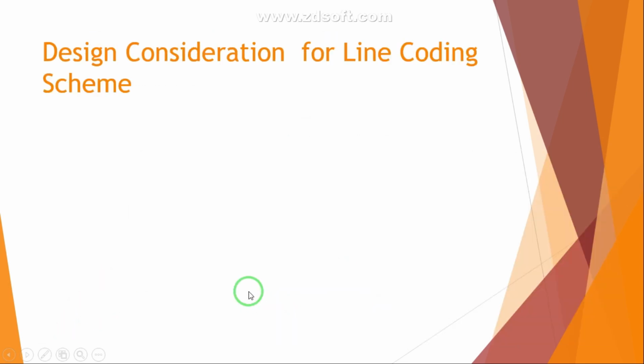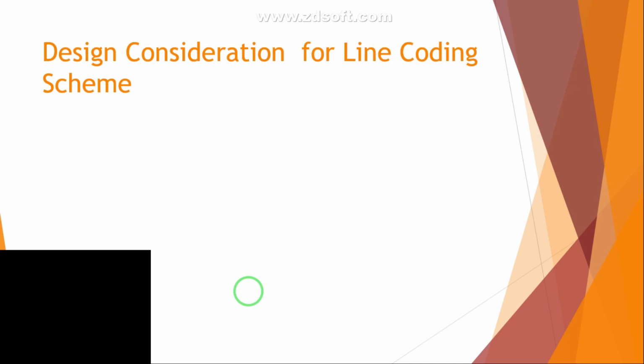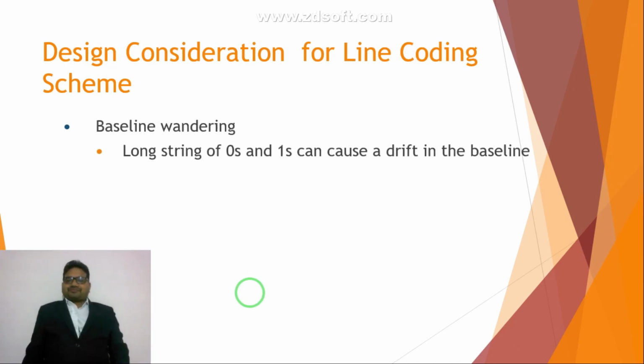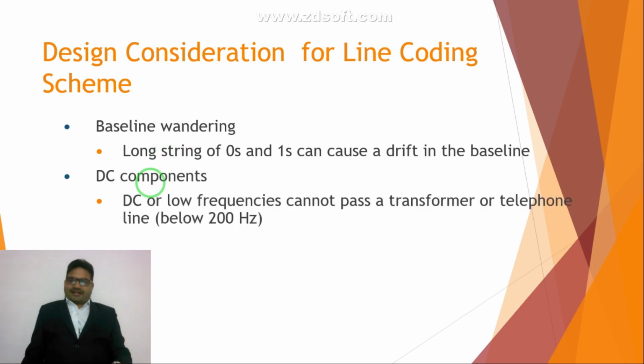Now, what are the design considerations for a line coding scheme? First, baseline wandering. If you have long strings of zeros or ones, there may be a drift in your baseline. Also, continuous zeros or ones introduce a DC component, that is direct current, a low frequency which cannot pass through a transformer or a telephone line.